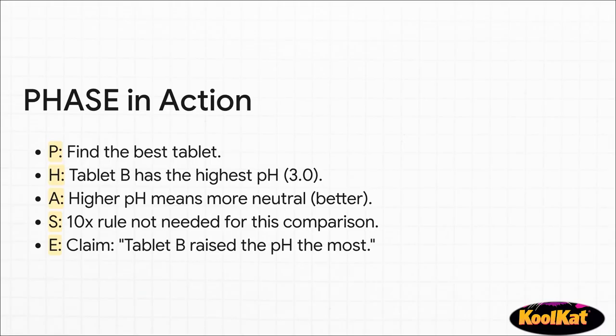H, highlight the data. We're looking for the biggest change towards neutral, so we spot the highest pH, which is 3.0 for tablet B. A, assess the direction. A higher pH means it's getting more neutral, so higher is better. S, scale sense. The 10x rule doesn't really apply to this specific question. And finally, E, evidence. The sentence in our head is simple. Tablet B raised the pH the most. Boom. Done. We've got the right answer and we're confident.